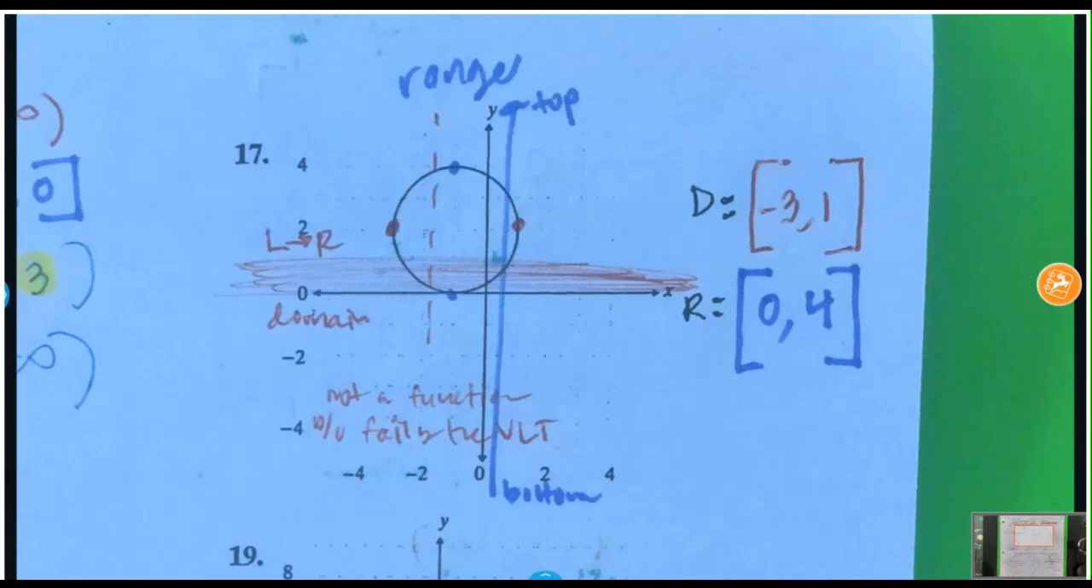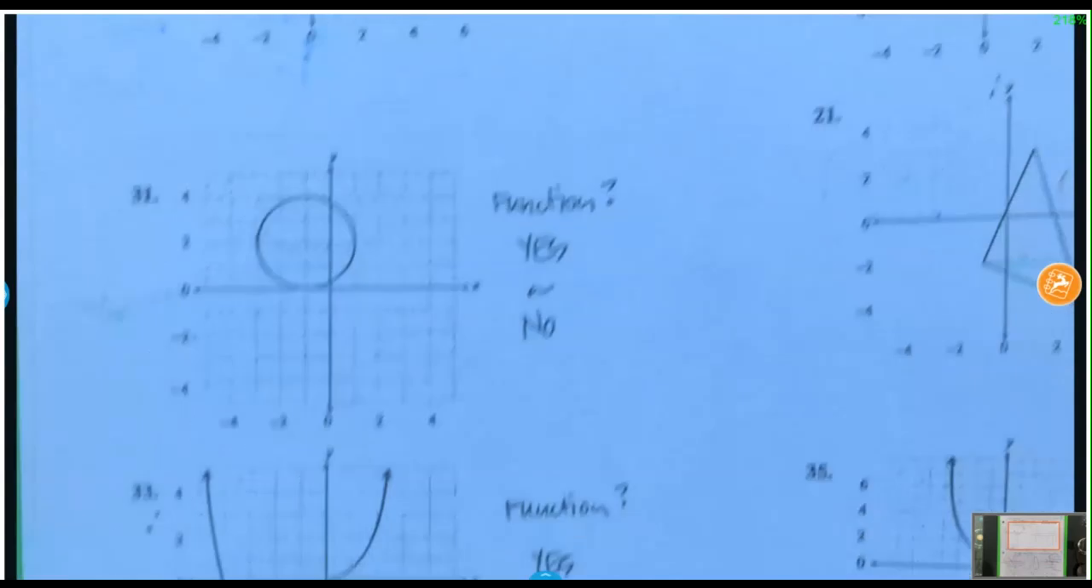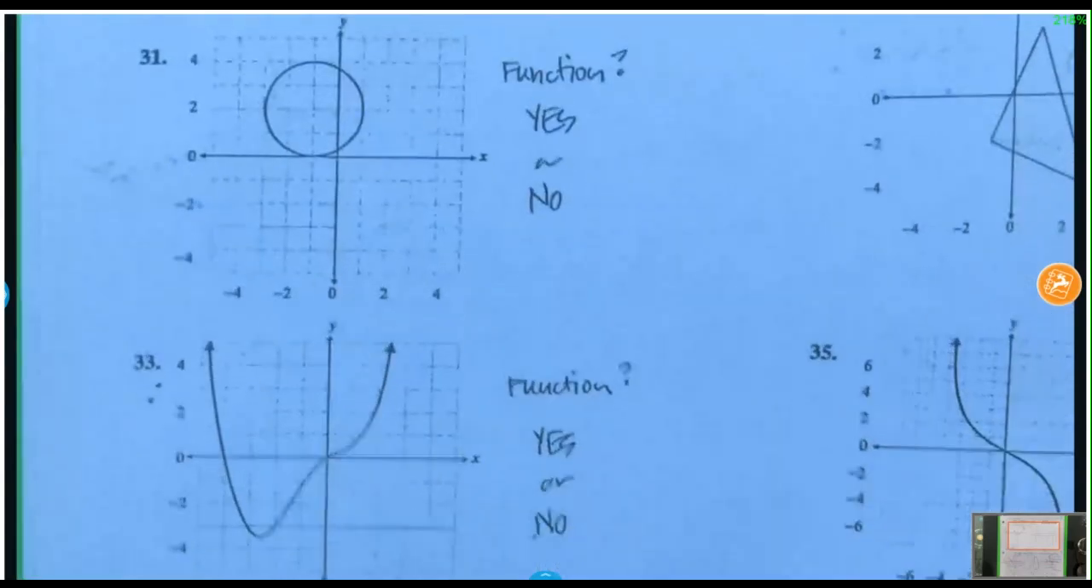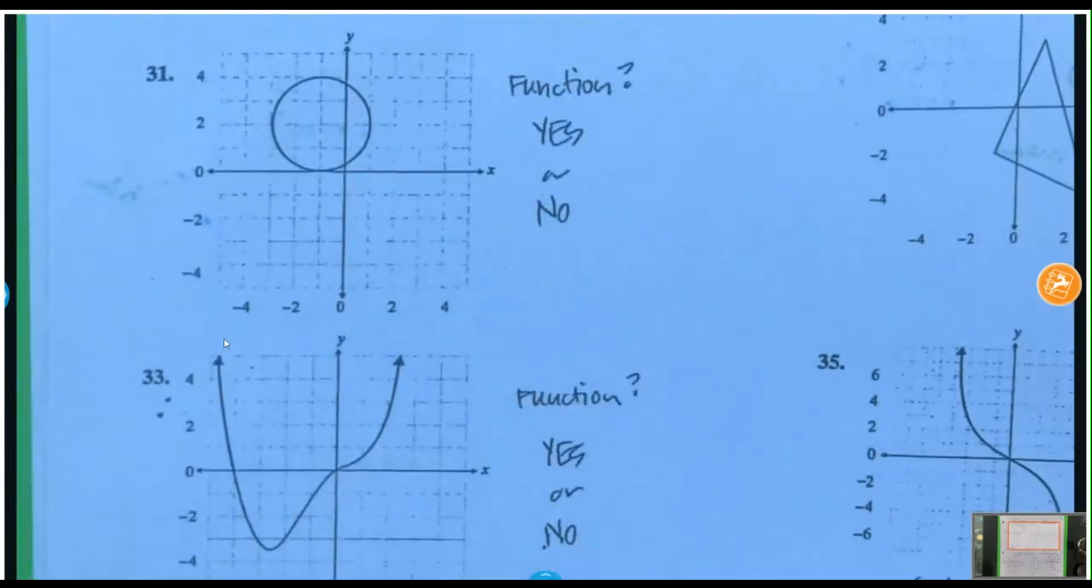All right, let's do 2 more at the bottom of the page. Let's do these 31 and 33. Is it a function, yes or no? All right, 31 is a circle. Now, we just left a circle problem where we were asked to state the domain and the range, but that's not what we're asking here. All they want to know is is this a function, yes or no?